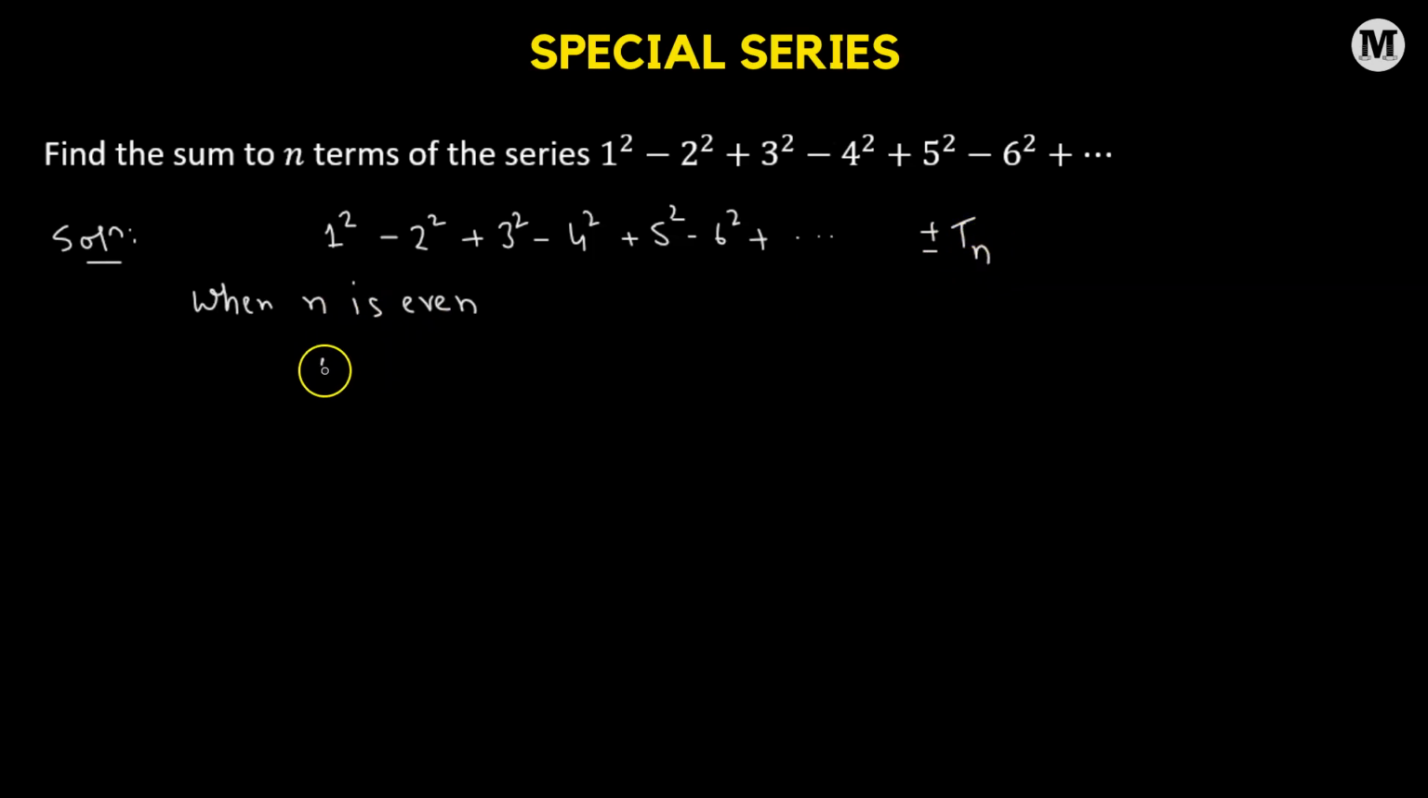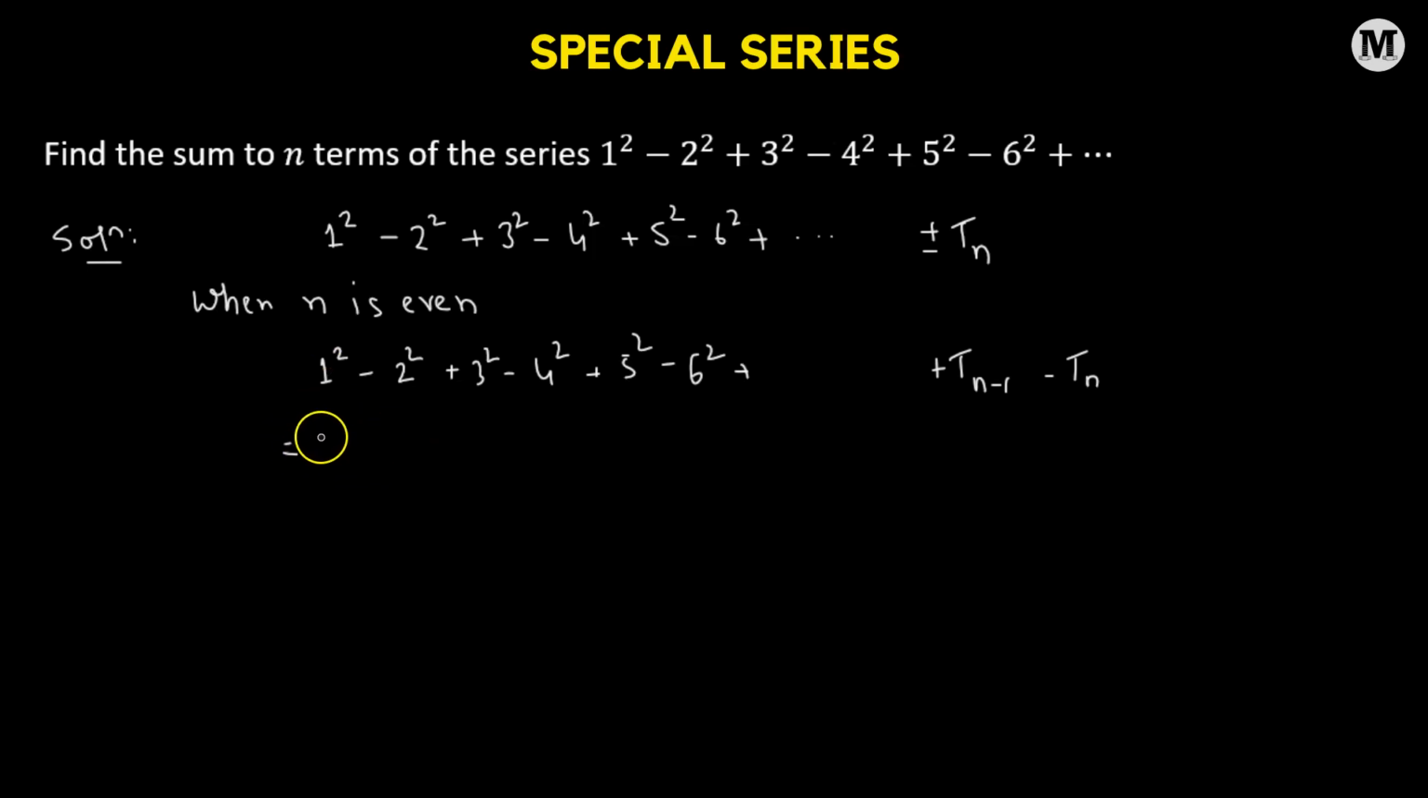that we can rewrite the series as 1 squared minus 2 squared plus 3 squared minus 4 squared added to 5 squared minus 6 squared, going all the way up to the last term. So here we have Tn, and this Tn is going to be negative. We also consider the previous term, which is going to be Tn minus 1, and this is going to be positive.